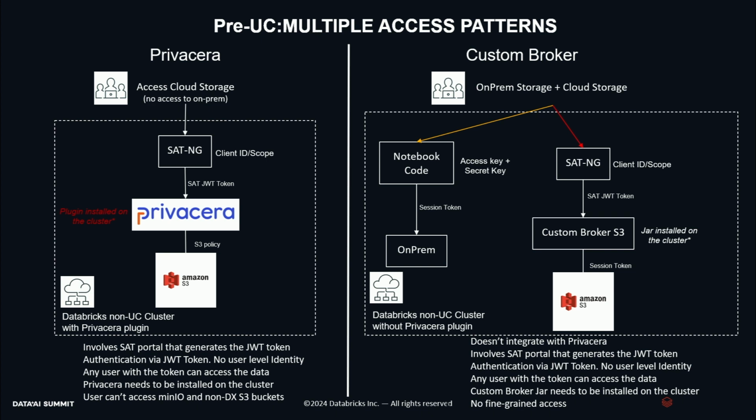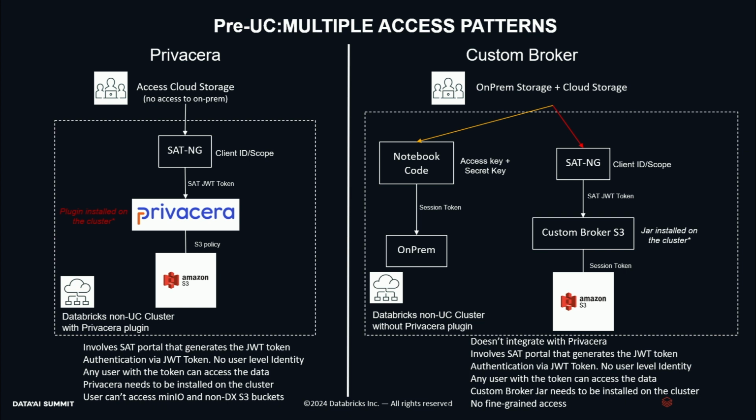So in this approach, the first thing that we have to do is each Databricks cluster needs to have Privacera or Custom Broker jars installed on it. Then at every cluster launch, we need to supply client ID and scope details, using which a JWT token is generated, and Privacera will use this JWT token to authenticate the cluster for data access. Now again, this connection is also long-lived and it would stay intact till the cluster is terminated, and also any user with access to this cluster can get access to the data.